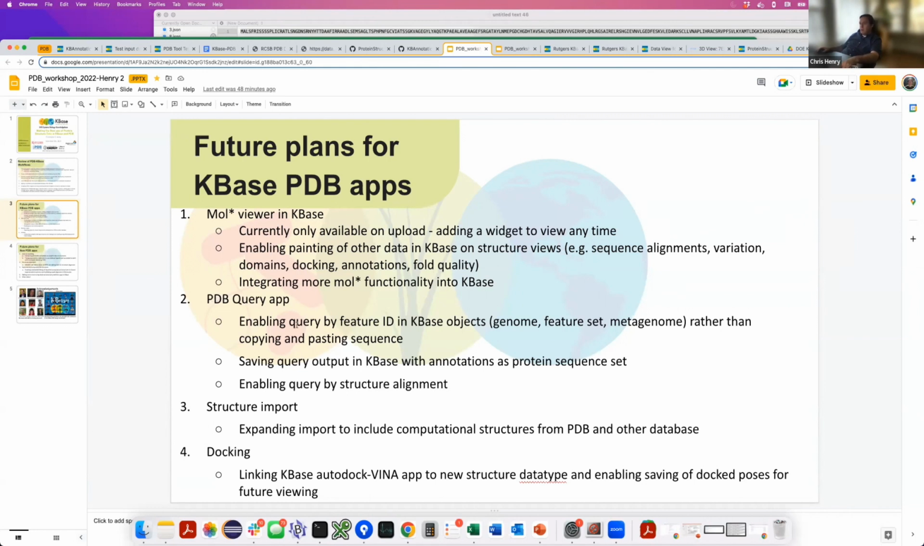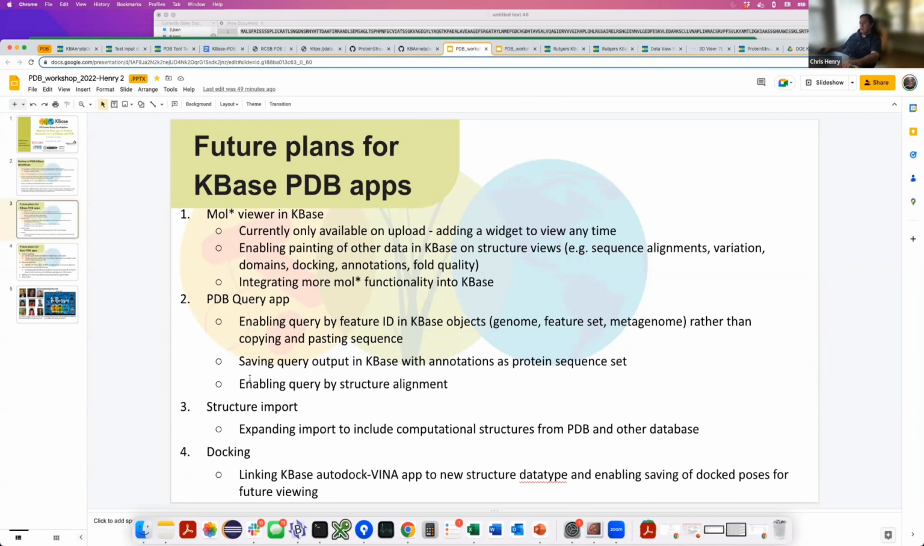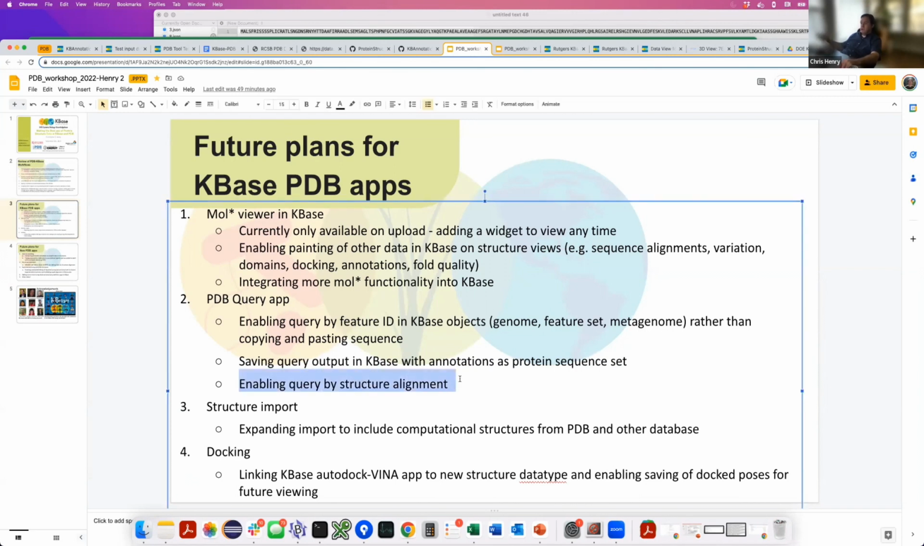For the PDB query app, currently you can only paste in sequences. We want to enable query by feature IDs in KBase. Also, querying compound structures by ModelSEED IDs or PubChem IDs, for example, instead of just by sequence. And saving query output as a sequence set so that you can connect it to other things, for example, the structure import app. And then enabling query by structure alignment, which I mentioned already.